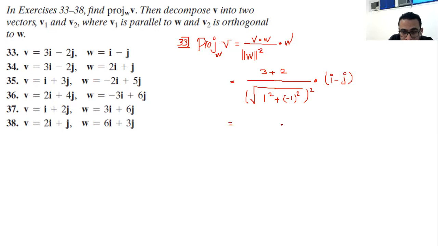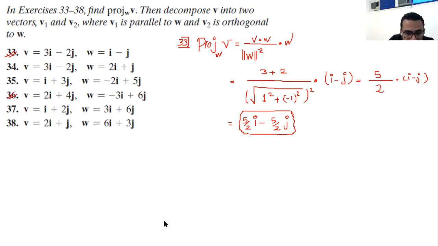Equals 5 over the square root of 1 squared plus negative 1 squared, which is radical 2, times radical 2, times what? i minus j. Equals now 5 over 2 i minus 5 over 2 j. Yes, this is the projection of V onto W. This is question 33. Thank you, Dr. Muhammad. Welcome.